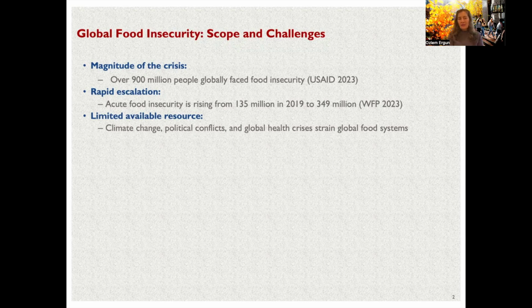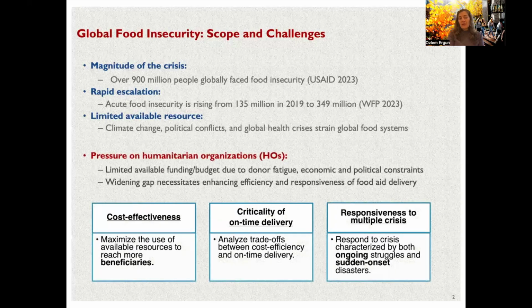On the other hand, on the supply side of food aid, the resources have been limited and have been affected by multiple factors, including climate change, political conflicts, and global health crises that strain the global food systems. So there has been significant pressure on humanitarian organizations, both on the supply and the demand sides, and that caused a widening gap, a mismatch between supply and demand.